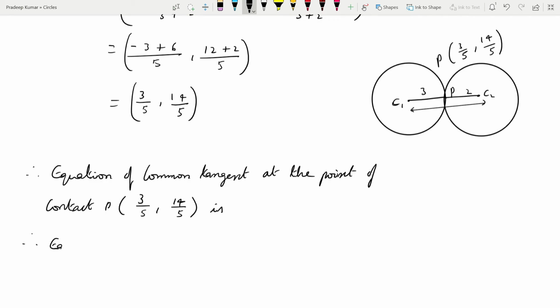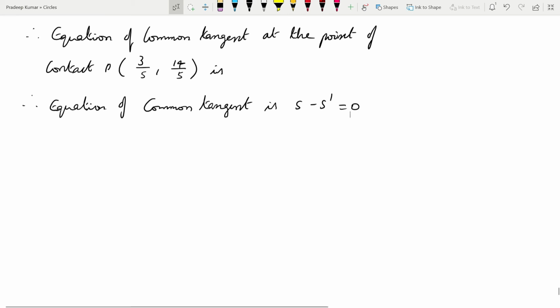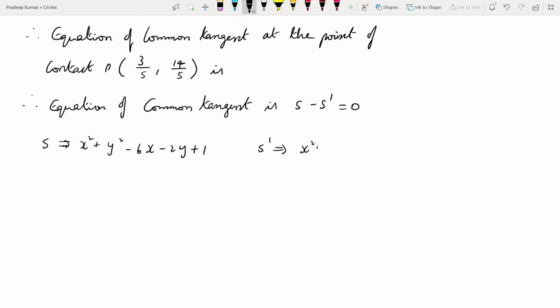The equation of the common tangent is S minus S dash equals 0. S is the equation of the first circle, and S dash is the equation of the second circle. S is x square plus y square minus 6x minus 2y plus 1, whereas S dash is x square plus y square plus 2x minus 8y plus 13 equals 0. So let's do this, S minus S dash equals 0.